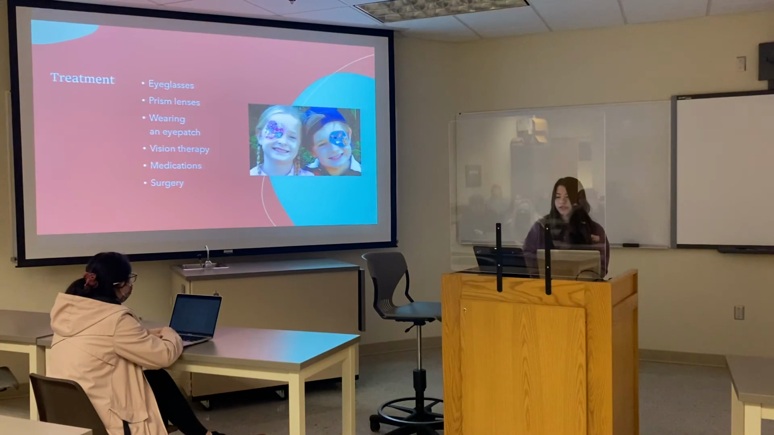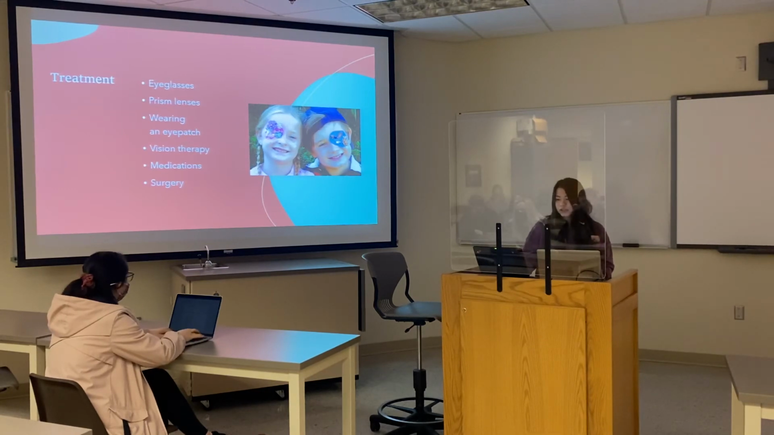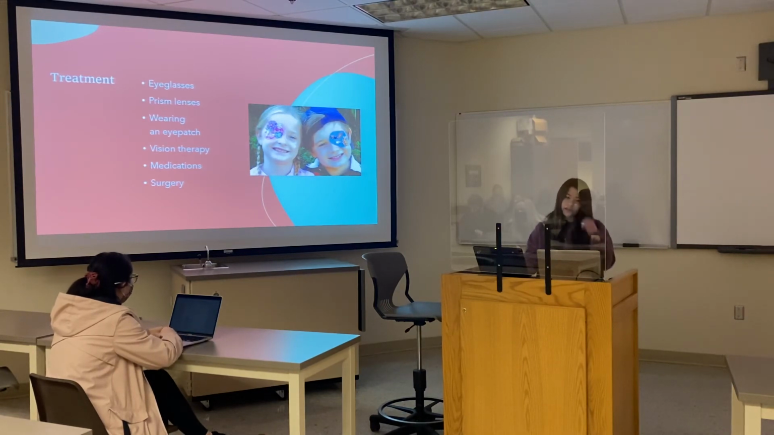And for treatment, eyeglasses or contact lenses, which will help the eyes need less focusing effort and may remain straight. Prism lenses, which are special lenses that can bend light entering the eye and help reduce the amount of turning the eyes do to look at objects.